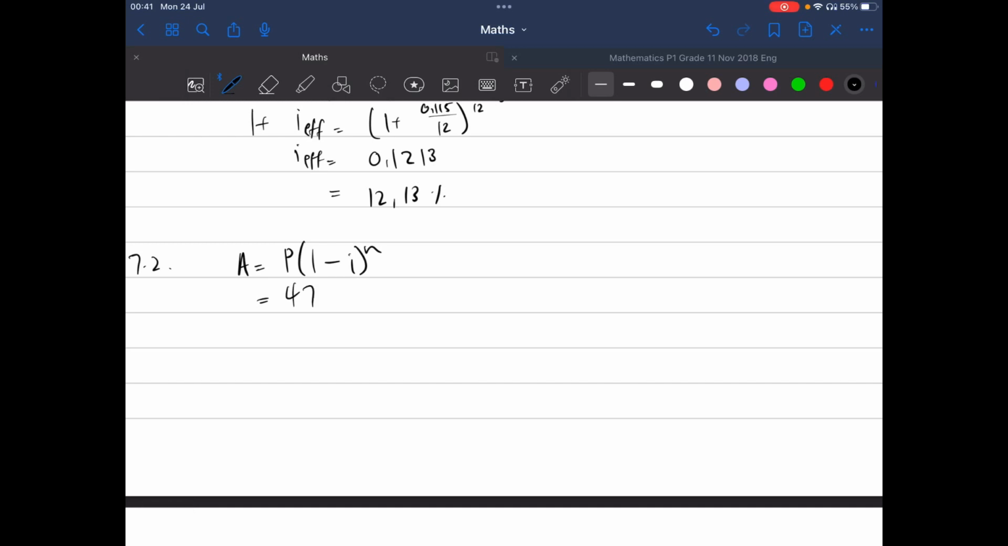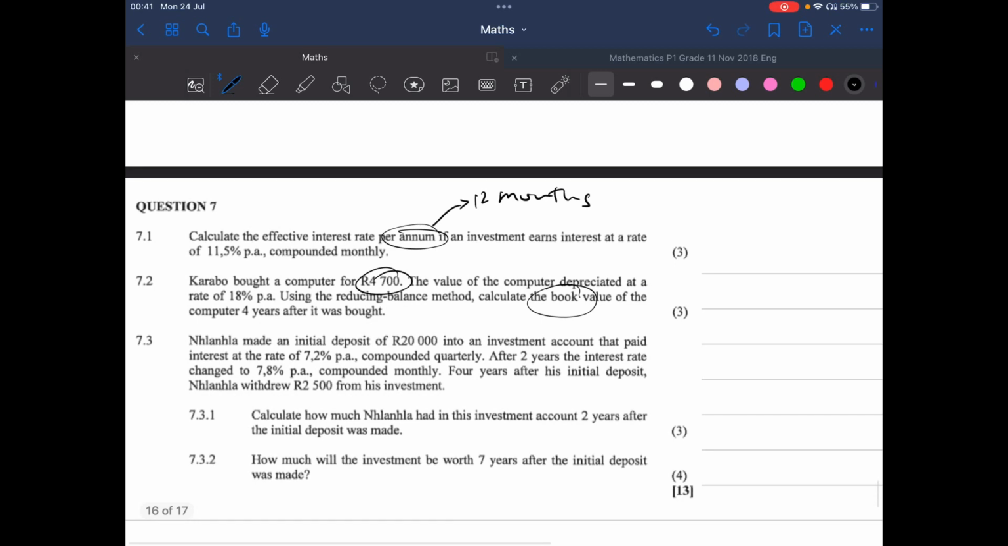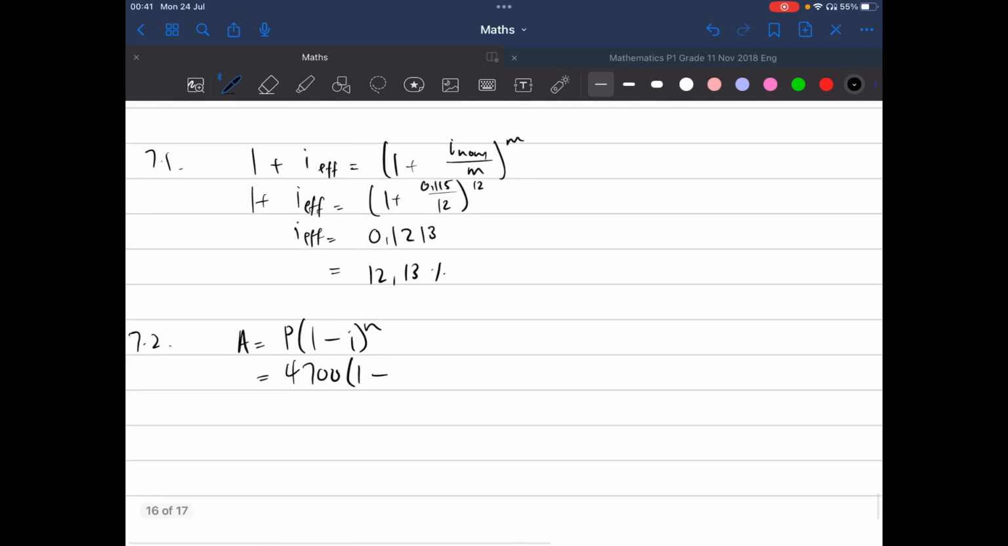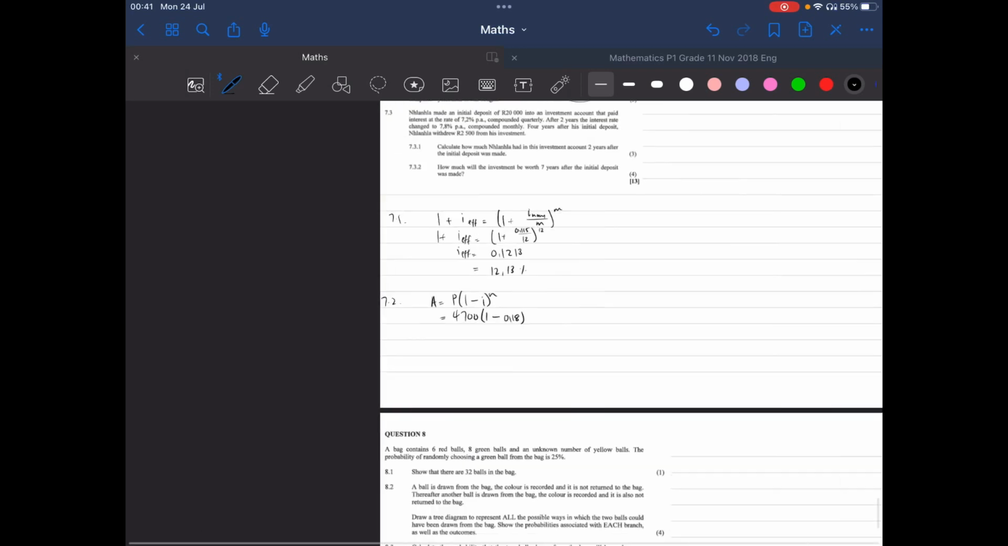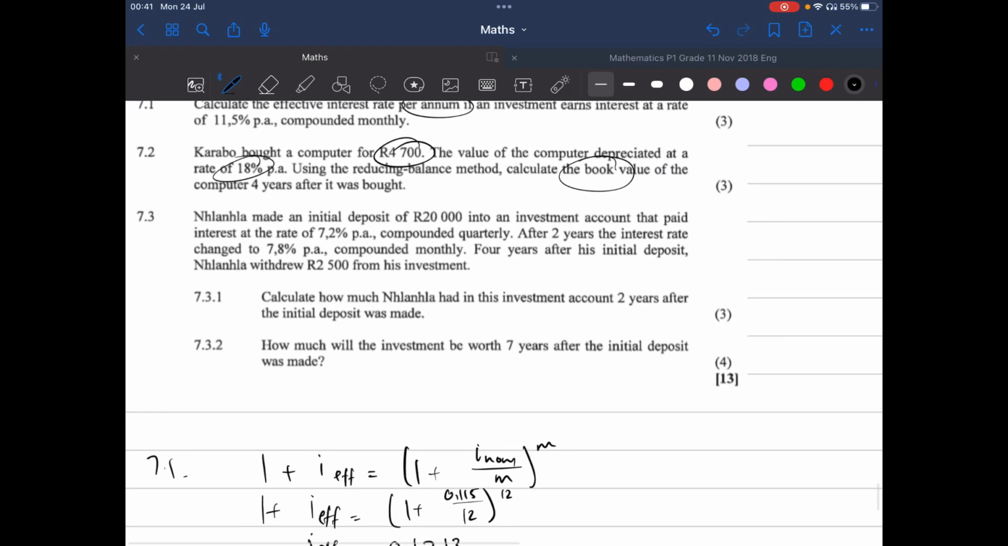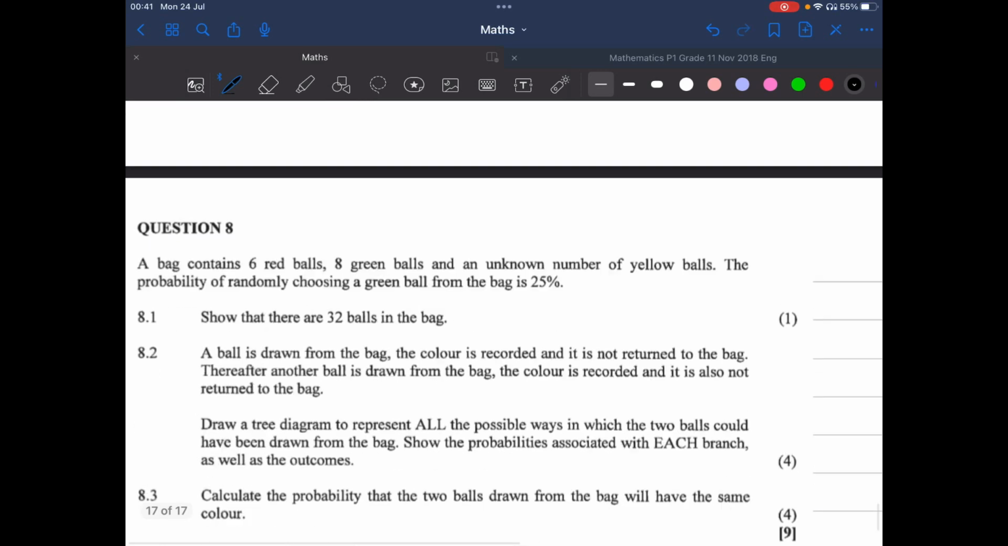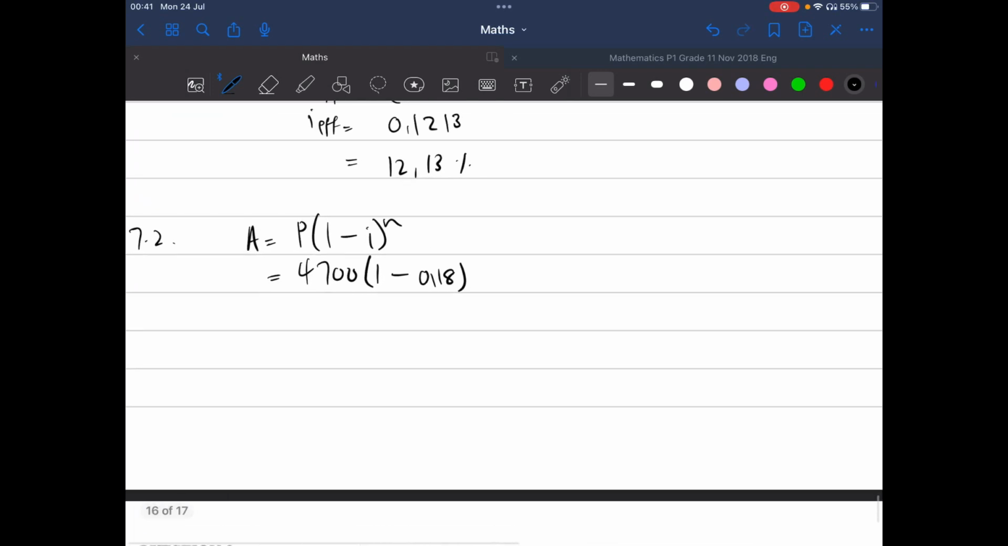So 4,700 times 1 minus, and then the depreciation rate was 18% per annum. Okay, so that's 0.18 to the power of n. Right, how many years was it? 4 years. Okay, so 4.